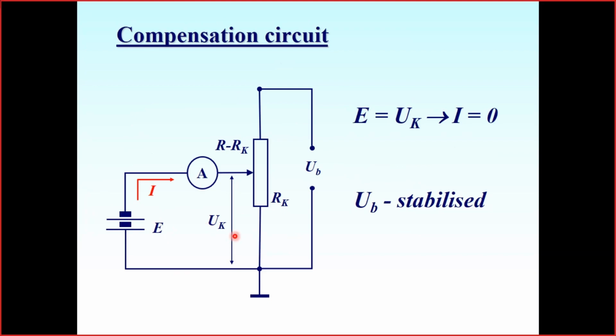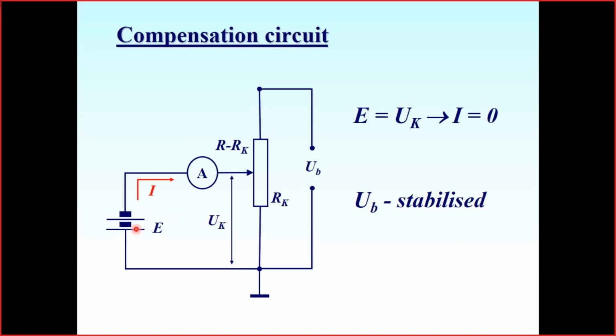In such a simple circuit, what we actually need is a calibrated potentiometer. We have to know exactly the ratio between this resistance and this resistance at any position of the slider. And we need a stabilized source, so we know exactly what voltage is provided here. Knowing this, we may estimate the measurement.